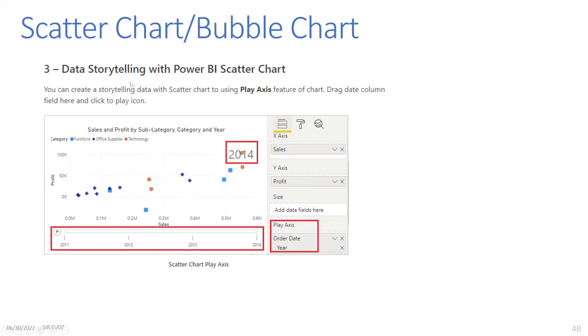Three, data storytelling with Power BI scatter chart. You can create storytelling data with a scatter chart by using the play axis feature of the chart. So we have the play axis. Drag the date column field here and click the play icon.